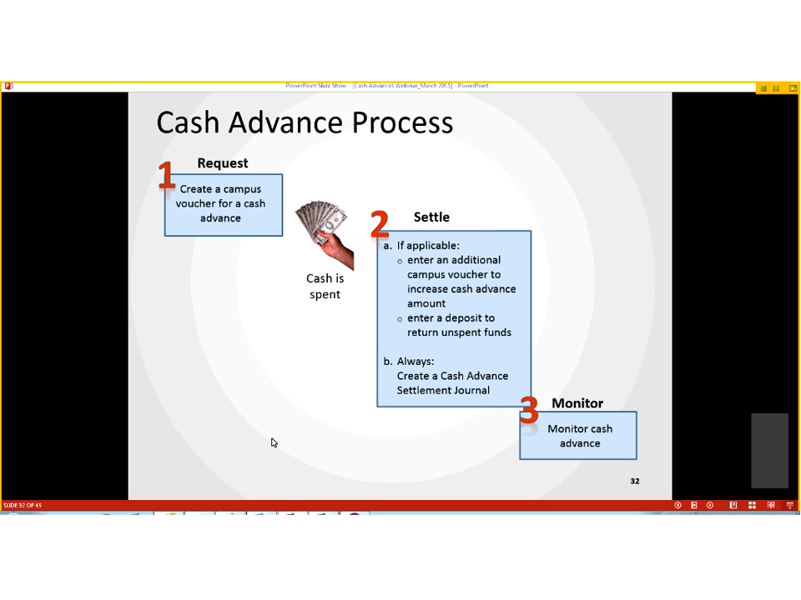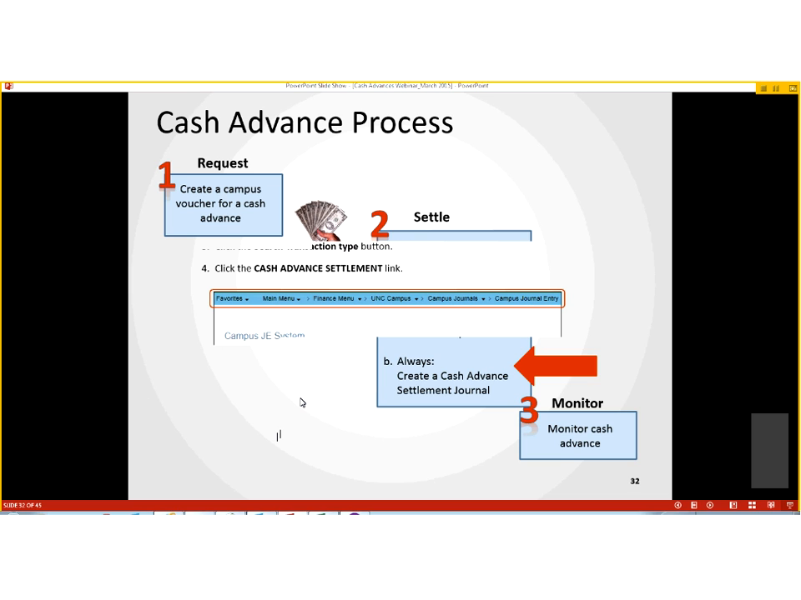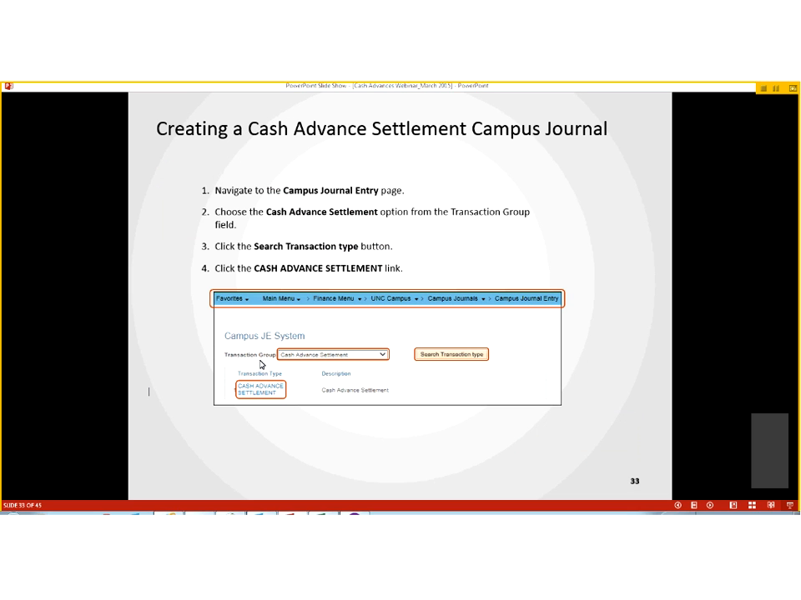All right, so we have seen how we're in the settlement phase, and we have looked at how to enter a voucher and a deposit should you need to either augment your cash advance or give money back. And now let's take a look at how to enter the settlement journal. So this is the part that's brand new with the new procedure. There has been a new transaction type added to the list of journals. It's called Cash Advance Settlement, just for this purpose, and it is available today. So as I mentioned at the beginning, you want to start using this process as of today.